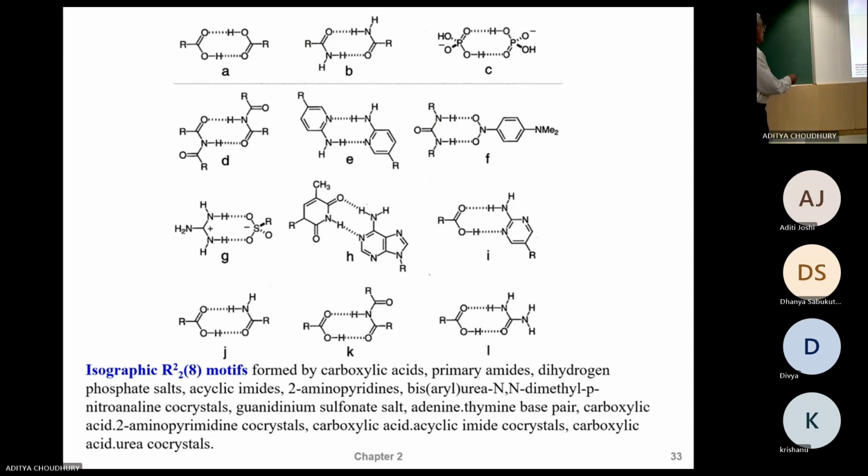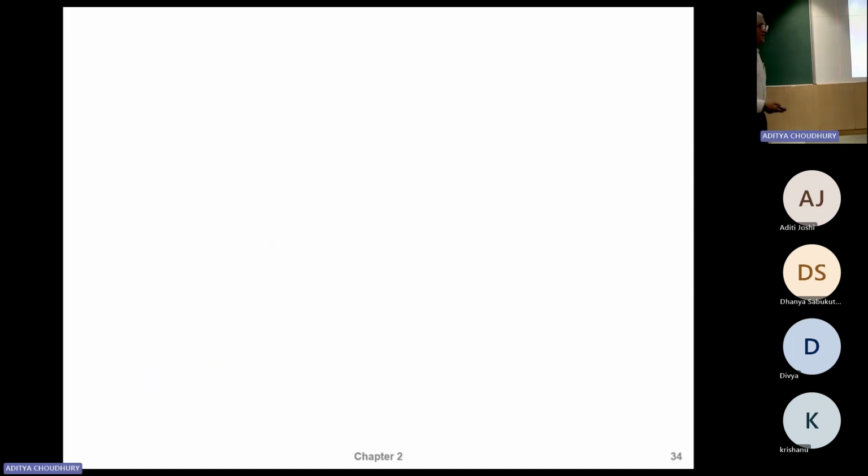Take a look at this slide, these pictures, different hydrogen bonding patterns. They all belong to R2,2(8). But take a look at the substituents here. They're all different compounds. This is a carboxylic acid, this is an amide, this is a phosphate, this is an amide, and this is a pyridyl group. In all these, various groups are involved in formation of the dimer, but they still have the same motif. So it's called an isographic motif. I think with that, I will finish this chapter.